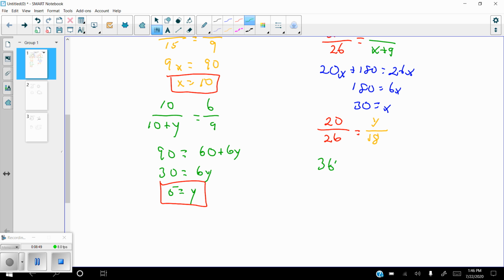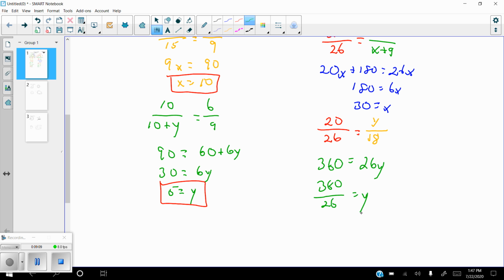360 equals 26y. This one's not going to be quite as easy to do in my head here. Let's just go ahead and divide both sides by 26. Technically, that's y. We can reduce that.